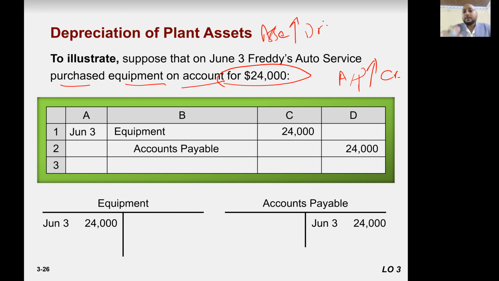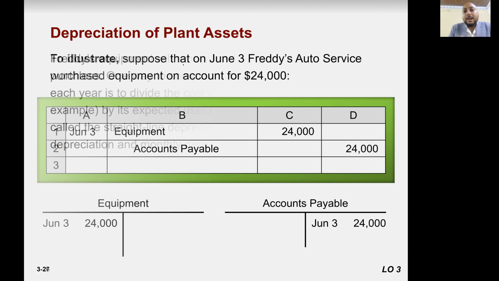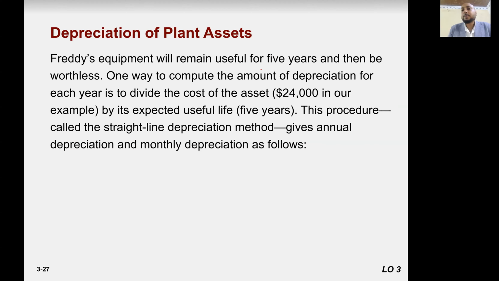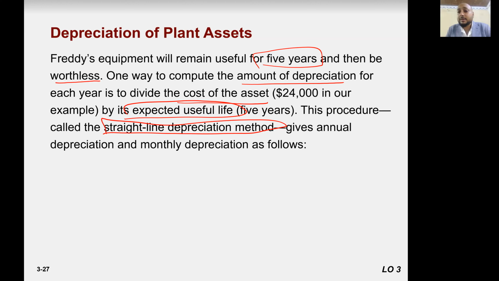Now, since we purchased it on June 3rd, Friday's equipment will remain useful for 5 years, then it is worthless, which means they're just going to throw it away. It's not going to be resold, and doesn't have any salvage value or residual value. One way to compute the amount of depreciation is to divide the cost over its useful life. This procedure is called the straight-line depreciation method. Don't worry about the method. There are 3 or 4 methods we'll talk about in depreciation.